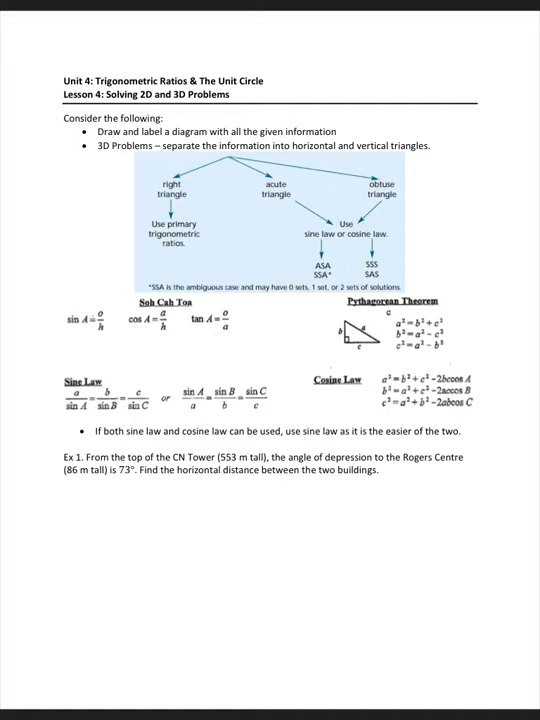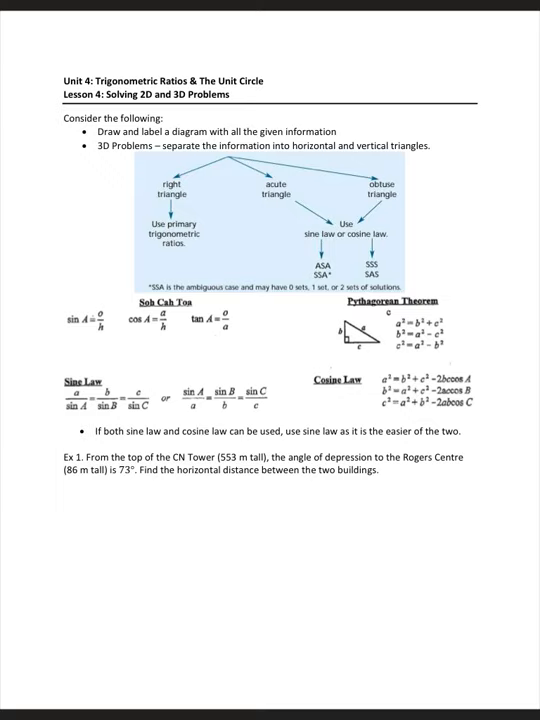Good morning, everyone. Today we're doing Unit 4, Lesson 4, solving 2D and 3D word problems. So we're going to look at some word problems and use everything we've learned about trig so far within these word problems. This diagram here, or this little graphic, kind of breaks down what we've learned so far in terms of strategies to solve trigonometric problems.